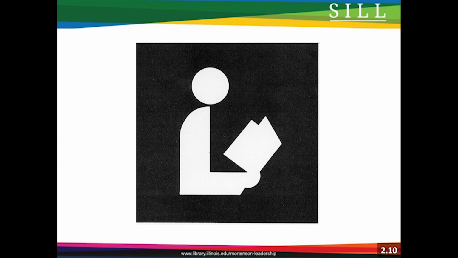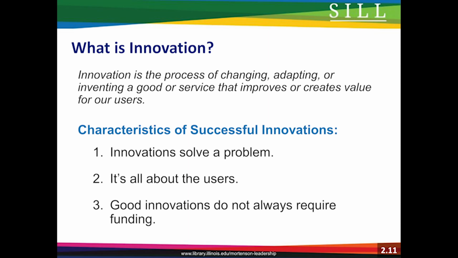What kinds of things can we do to create an idea that libraries can be engaging? One of the things that we do is we think about innovation. Innovation is the process of changing, adapting, or inventing a good or service that improves or creates value for our users. And the characteristics of successful innovations are that they solve a problem, it's all about the users, and good innovations do not always require funding. This last point is critical because most people say, well, I can't innovate because I don't have any money. In fact, a lot of innovation does not need a lot of money. It just needs people to think in different ways and adapt to what is happening in their libraries.